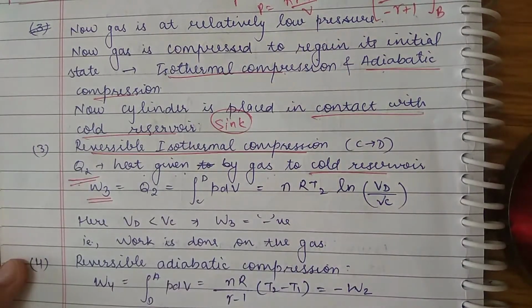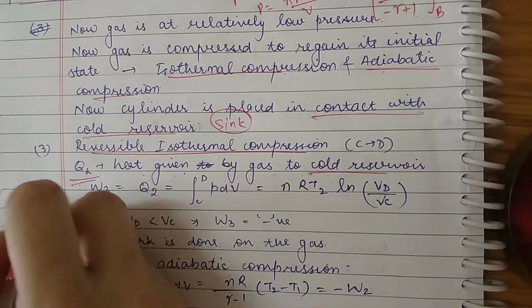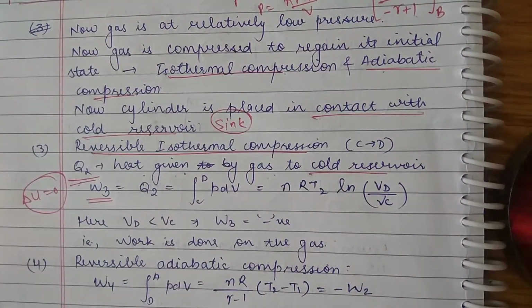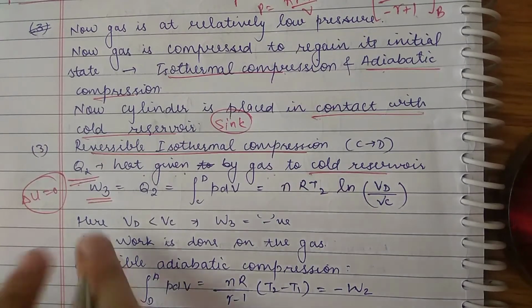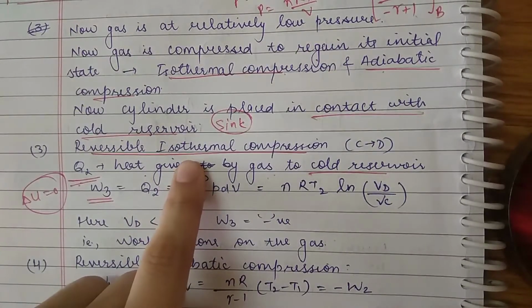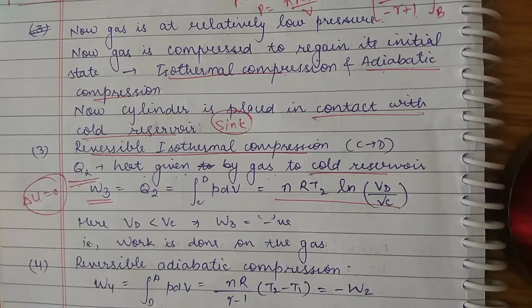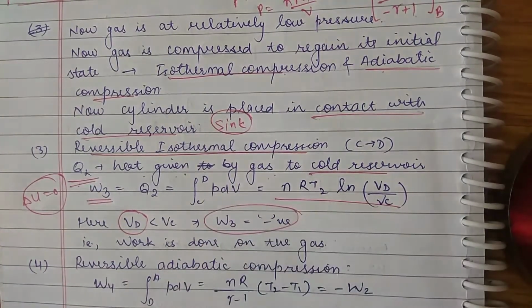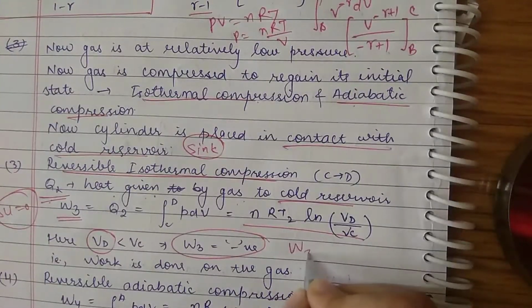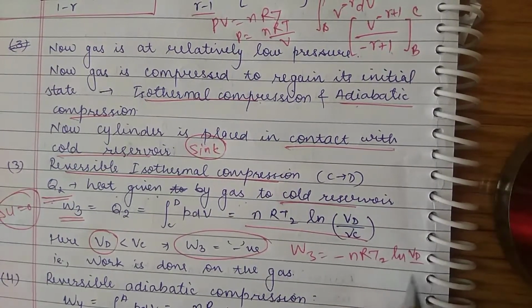So work done in this process will be equal to Q2, because in isothermal compression delta U is equal to 0, the change in internal energy will be equal to 0. So work done will be equal to heat. As we solved it in reversible isothermal expansion, similarly we will get the formula nRT2 log Vd by Vc. Here Vd is less than Vc. This will imply that W3 will be negative, that is, our value of W3 will be minus nRT2 log Vd by Vc.